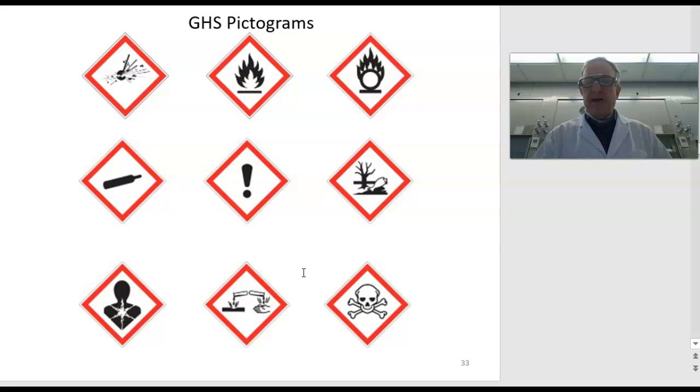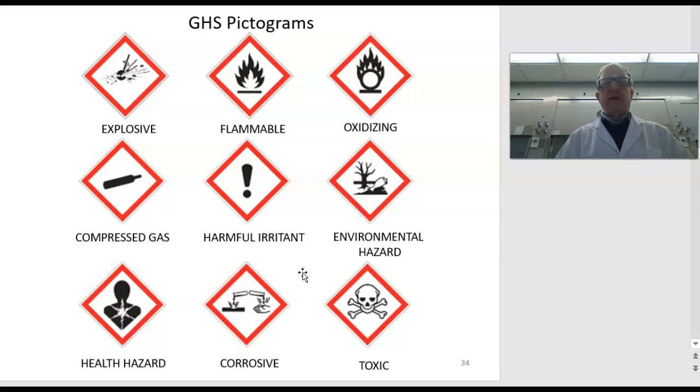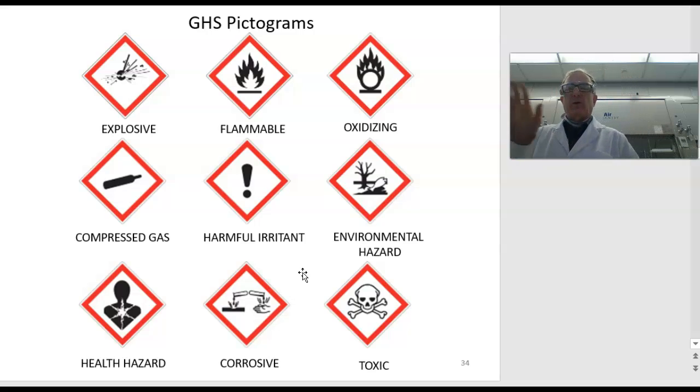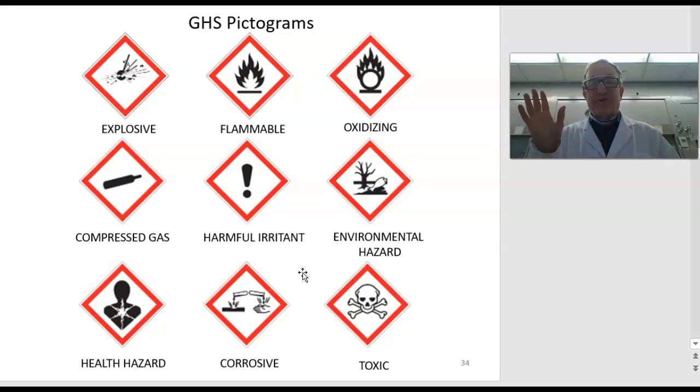Then we'll look at the next slide and see what they mean. The upper left, we'll do these horizontally going across, shows a bomb going off or something like that, so that's explosive. Then the flame tells you it's flammable. Then the flame with an O tells you that it's an oxidizing agent. And then the middle row, the gas cylinder silhouette tells you it's compressed gas. The exclamation mark tells you that it's a harmful irritant.